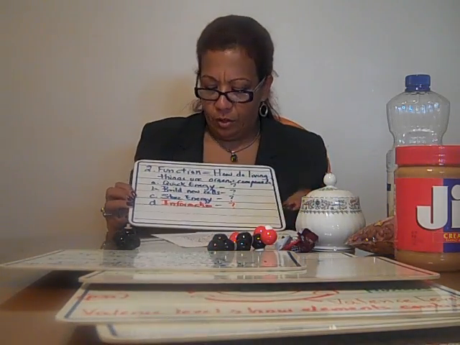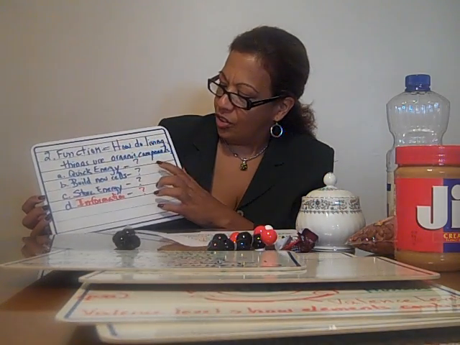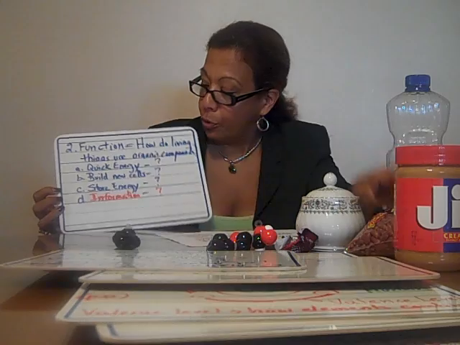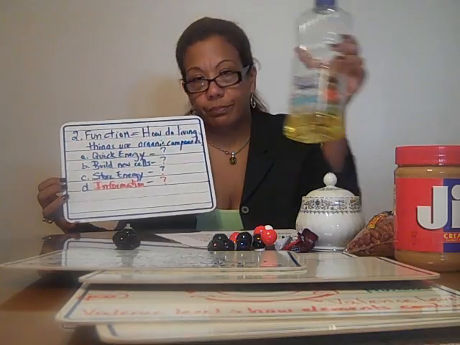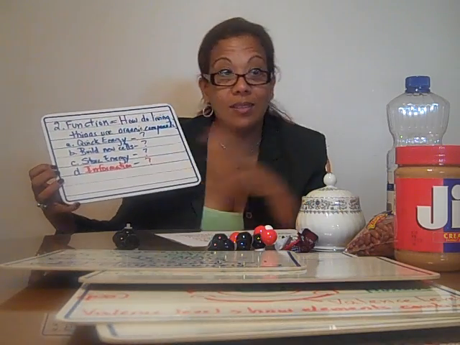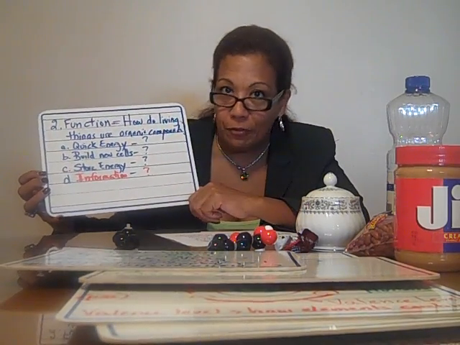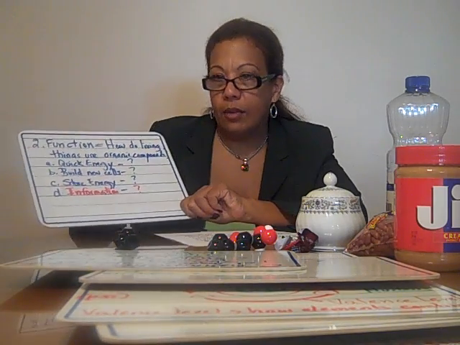Did you say carbohydrates, quick energy? Correct. Very good. Did you say building new cells, protein? Yes, very important to build new cells using protein. Stored energy. Did you say lipids? Very good. And last but not least, the ones that are not in your kitchen, that you have to look to your family members to see where that information came from. Yes, nucleic acids.